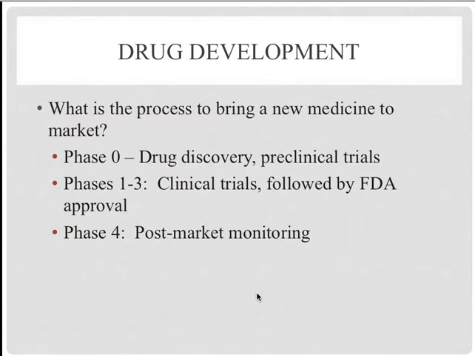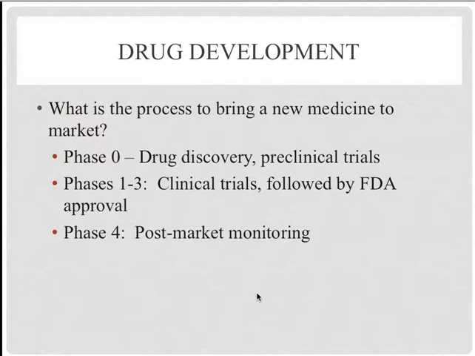So, kind of gave an overview: therapeutic window, side effects, lethal dose, effective dose. Now let's talk about the actual development of a drug. What is the process to bring a new medicine to market? Well, it consists of a total of 5 phases. First phase, and this is our overview, we'll talk a little bit more about the actual development process in detail.